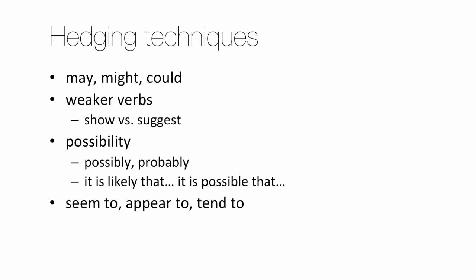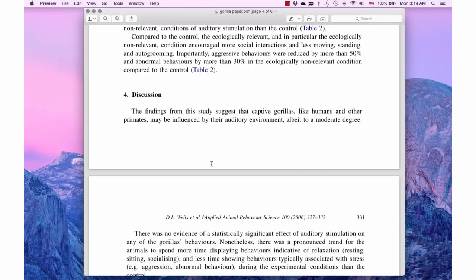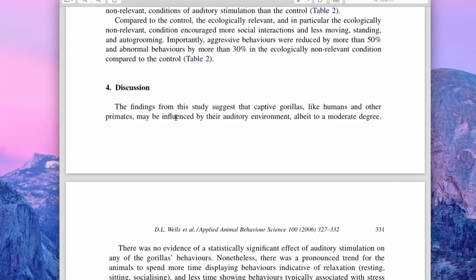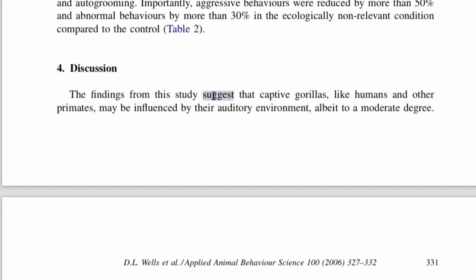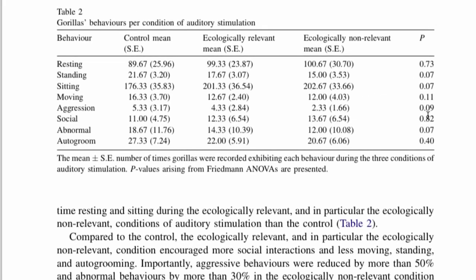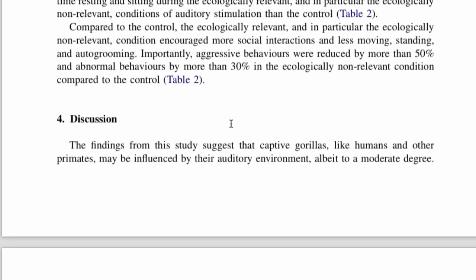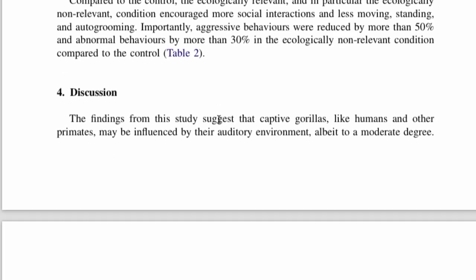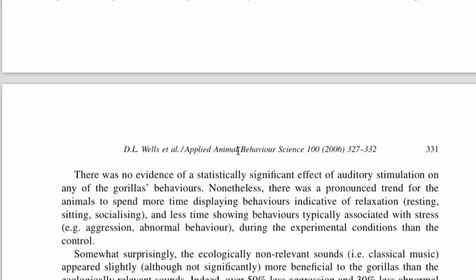Okay, let's look for some examples of this in the paper about music and the behavior of gorillas. Okay, so here's the discussion section. The findings from this study suggest that captive gorillas, like humans and other primates, may be influenced by their auditory environment. Okay, so you remember from here that they had no significant results. So they can't say shows, they can only say suggests or may be influenced.